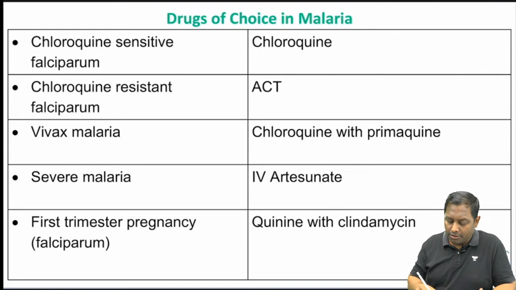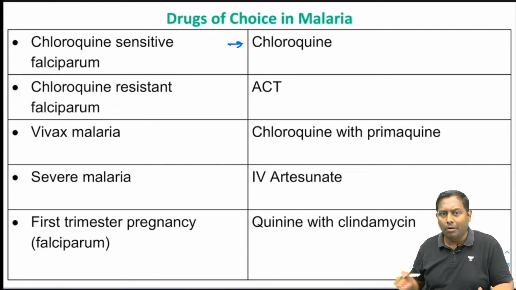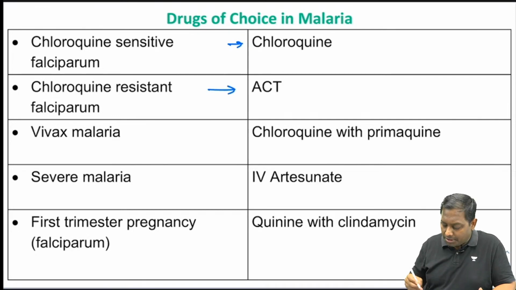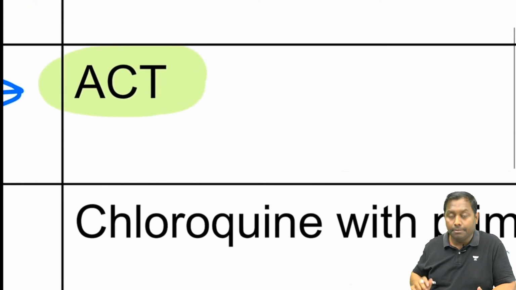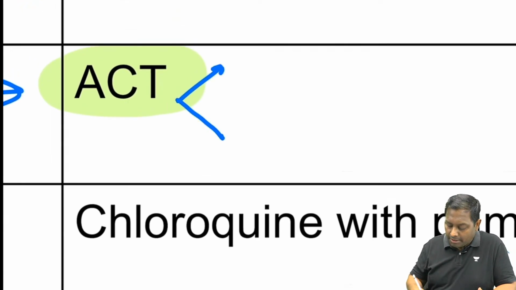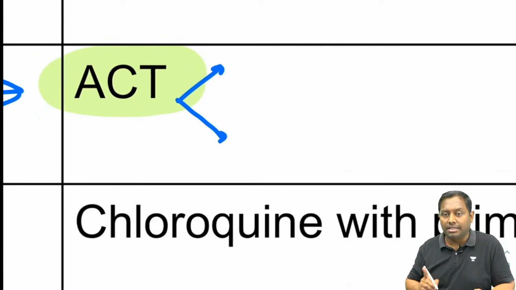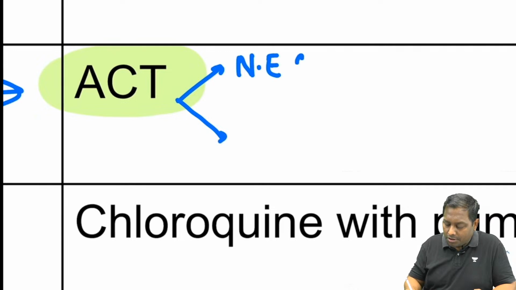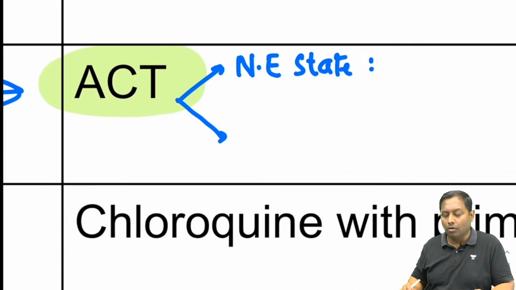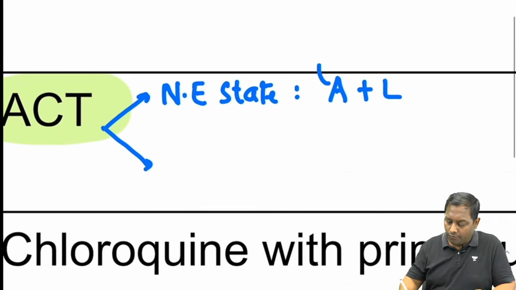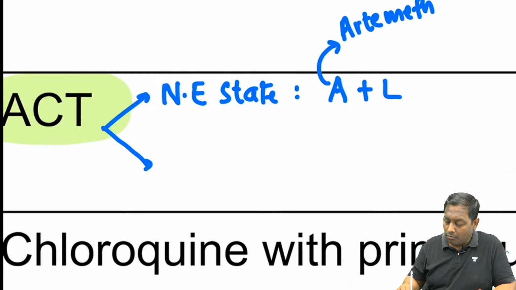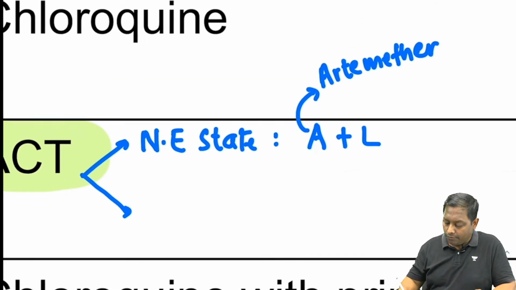In malaria, see, if there is chloroquine sensitive, give chloroquine. As simple as that. No doubt. If there is chloroquine resistant, then we are going to use artemisinin combination therapy, which is ACT. One more thing that you should know, this artemisinin combination therapy will be given on the basis of where the patient is coming from. If the patient is coming from the northeast state, then we are going to use artemether plus lumefantrine. AL means A for your artemether. Artemether, it is one of the artemisinin compounds. L for your lumefantrine.